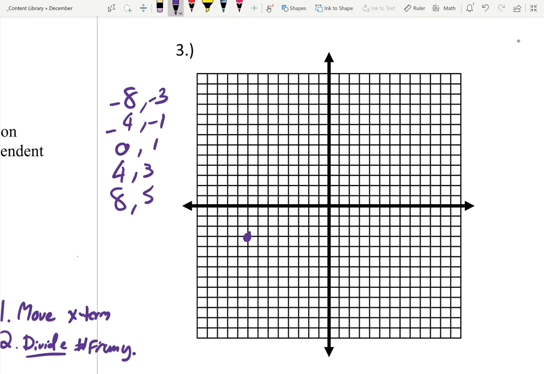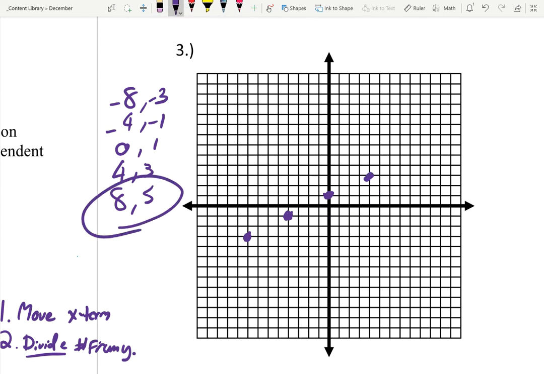I'm going to double check. 1, 2, 3, 4, 5, 6, 7, 8. Yeah, that works. Okay. So then the next one is negative 4, negative 1. So we go over negative 4, then down 1. So that's here. We get this point here. The next point would be 0, 1. That's a pretty easy point. That's going to be right there. Then 4, 3. So we're going to go over 4 and then up 3. So that's going to put us right here.